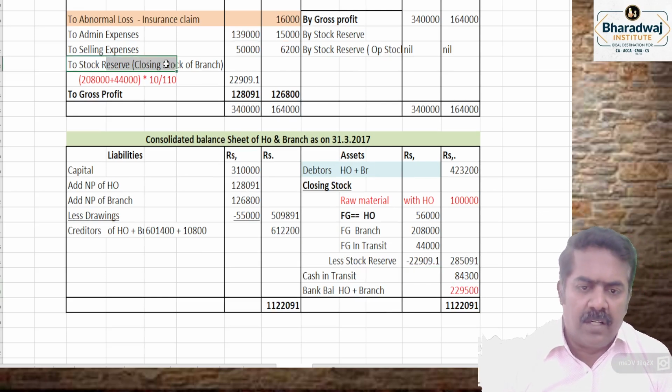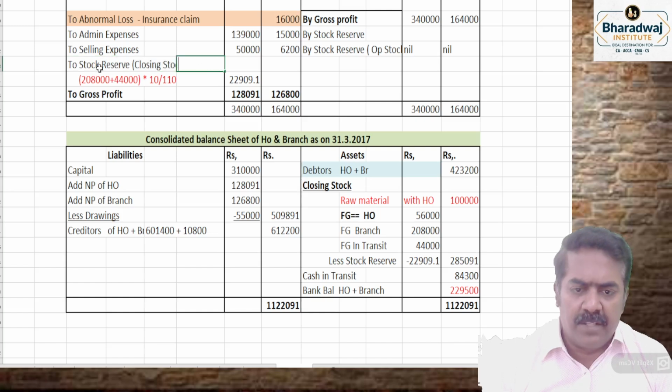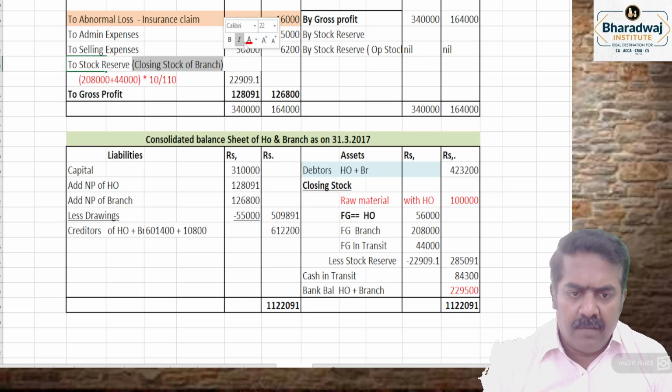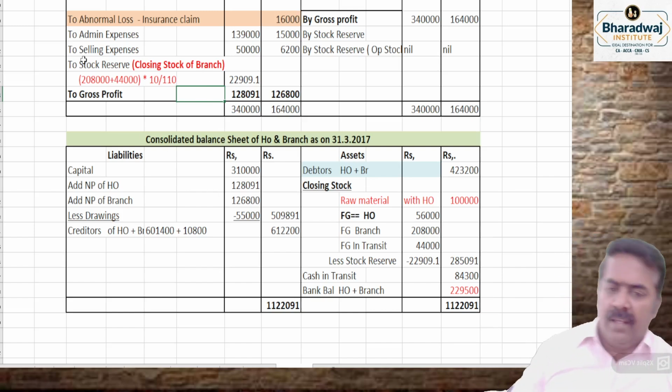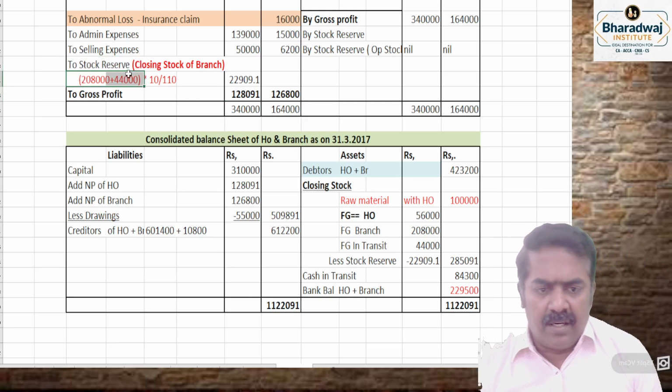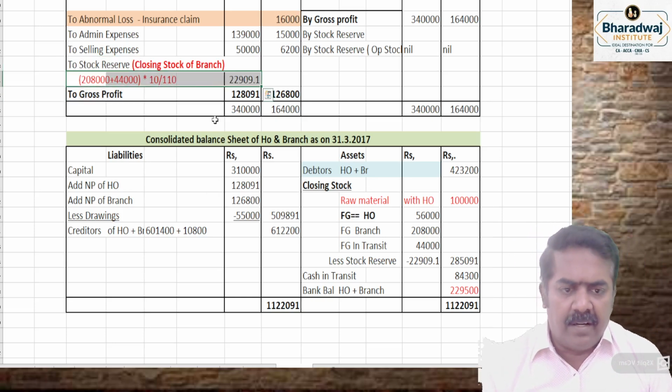Or do we remove stock reserve only for the closing stock of the branch? The closing stock will be at what price? Invoice price. Closing stock will be at invoice price. We remove the loading. Closing stock and transit into 10 by 110.